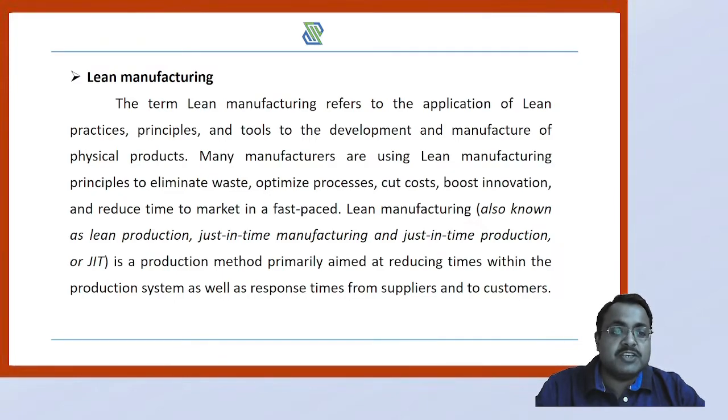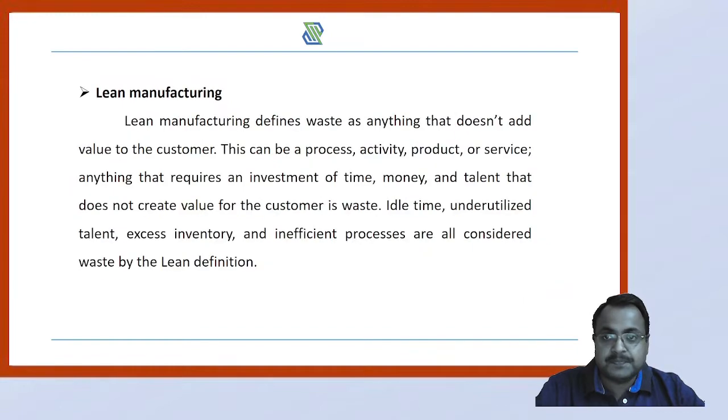Lean manufacturing, also known as lean production, just-in-time manufacturing, and just-in-time production, or JIT, is a production method that primarily aims to reduce times within the production system as well as response time from the supplier to the customer.